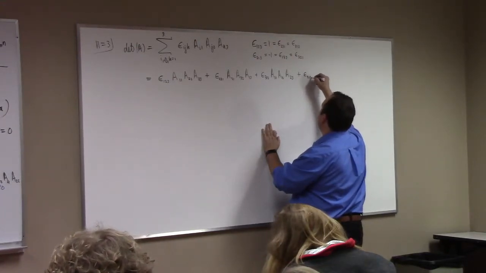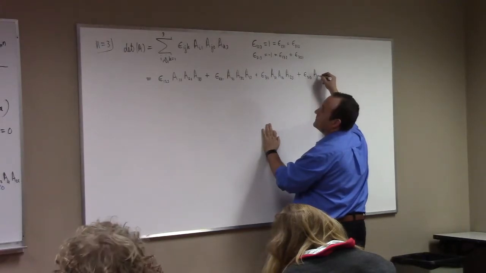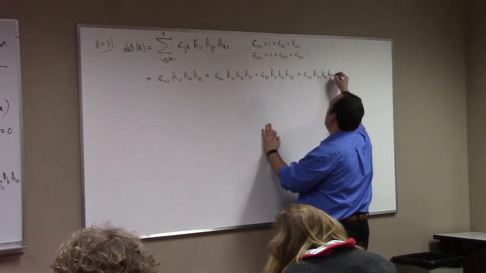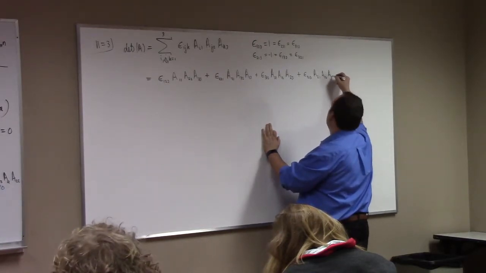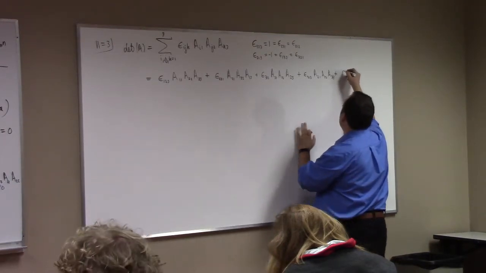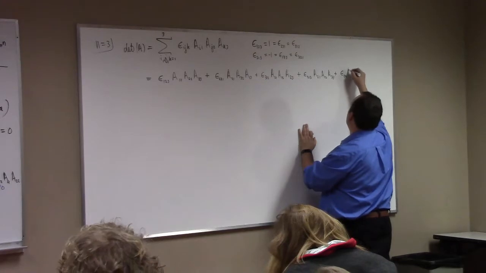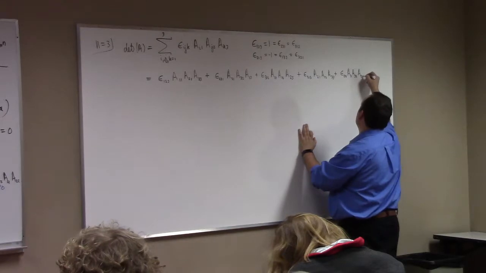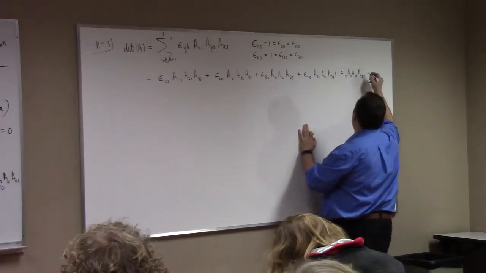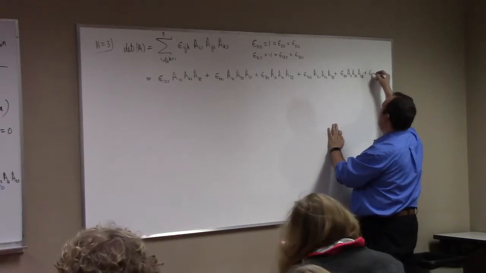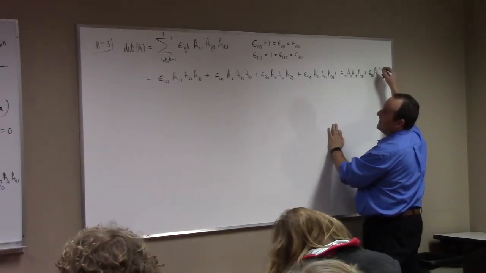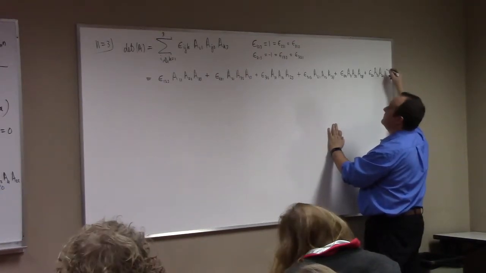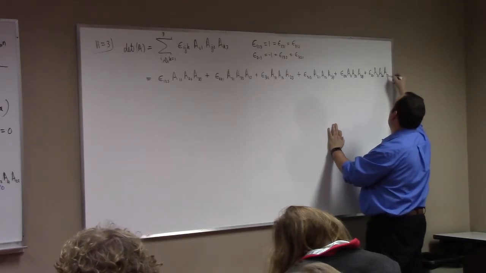Epsilon 2, 1, 3, a 2, 1, a 1, 2, a 3, 3, and epsilon 1, 3, 2, a 1, 1, a 3, 2, a 2, 3. And I think I'm finally to the last one here. I shouldn't have signed up for this. Let's see here, 3, 1, 2, 2, and finally 1, 3. All right, great.